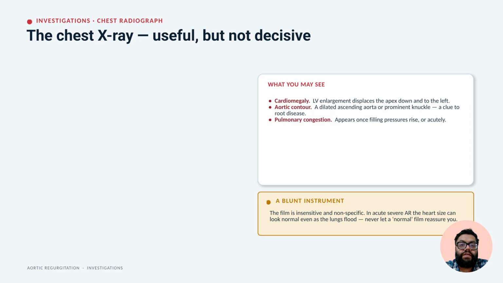But here is the caveat that earns marks and saves patients in the gold box. The film is both insensitive and non-specific. Most damningly, in acute severe AR, the heart has had no time to dilate, so the cardiac silhouette can look entirely normal even while the patient is drowning in pulmonary edema. So use the chest film as a first glance and a clue to chamber and aortic size, but never let a normal-looking film talk you out of a diagnosis the echo would confirm in seconds.